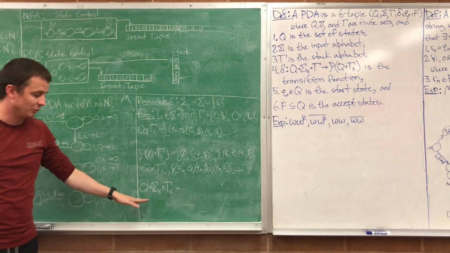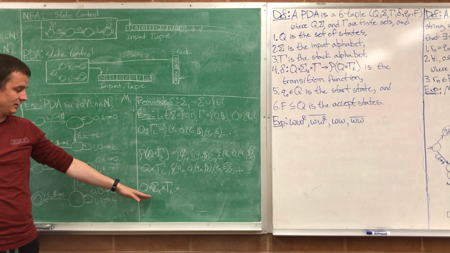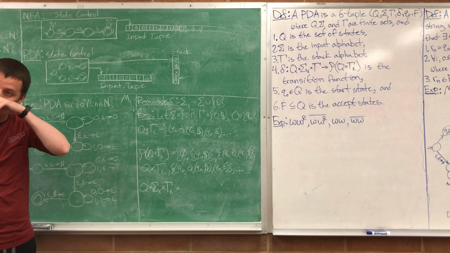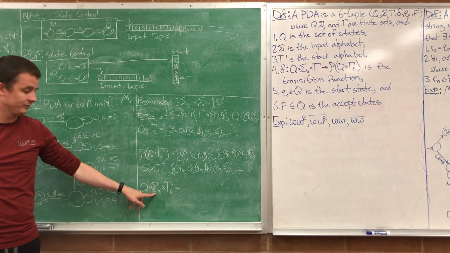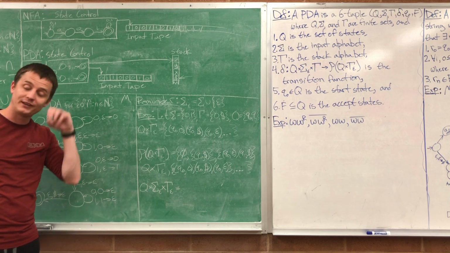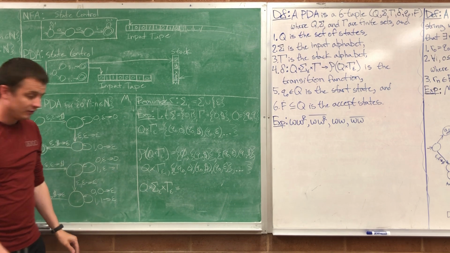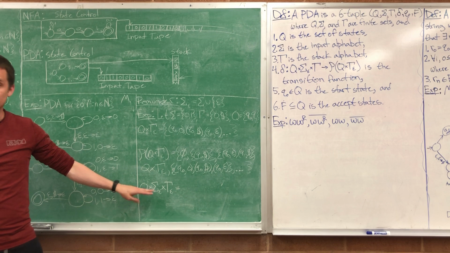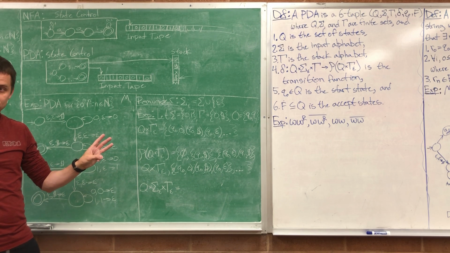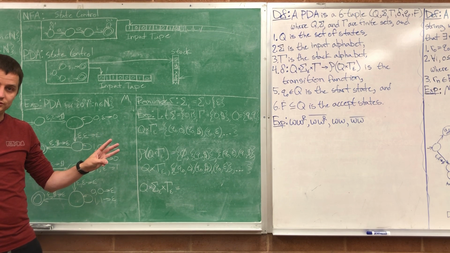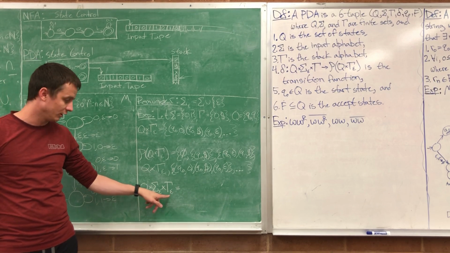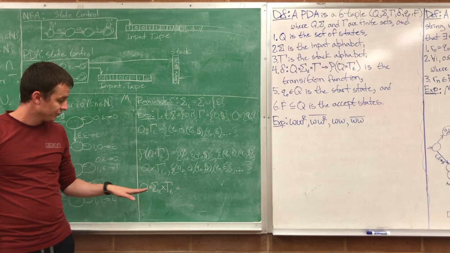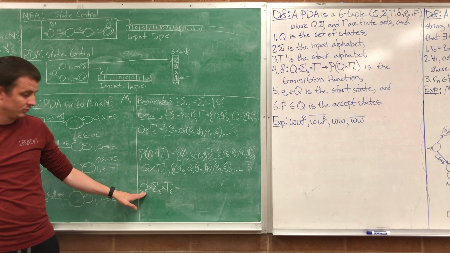All right, let's move on to this last one. Make sure we understand it. It should be pretty straightforward now. So Q crossed with sigma sub epsilon crossed with gamma sub epsilon. This is a set of all 3-tuples now: a list of 3 elements where the first element comes from this set, the second element comes from this set, the third element comes from this set.